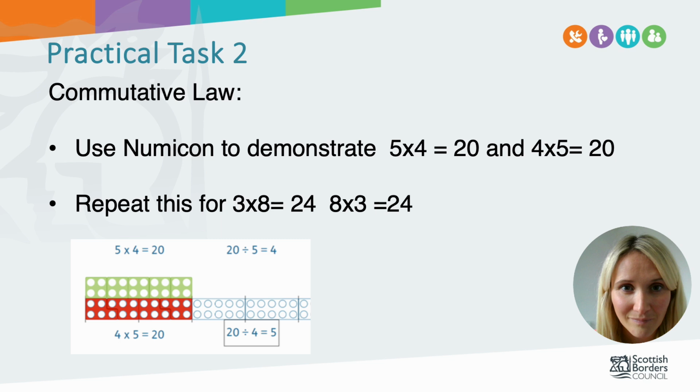So that brings us on to our second practical task. As Cheryl mentioned, Numicon can be effective for exploring multiplication and division and thinking about those relationships and those properties. So we would like you to have a go at using the Numicon to demonstrate that 4 times 5 equals 20 and that 5 times 4 equals 20. And as you're doing this, think about how you could visually show this to demonstrate that law of commutativity.